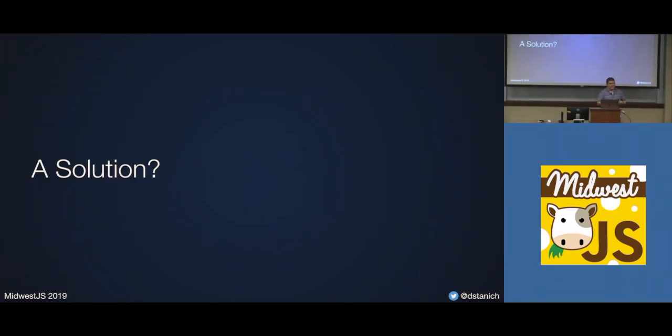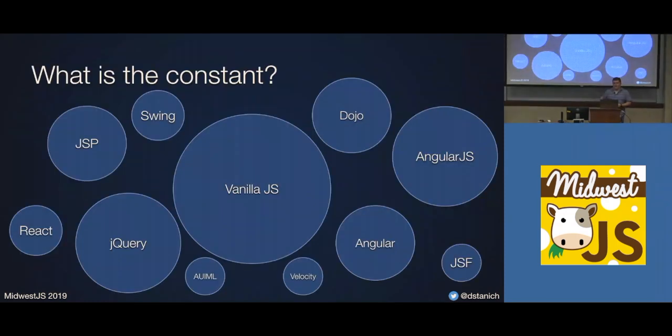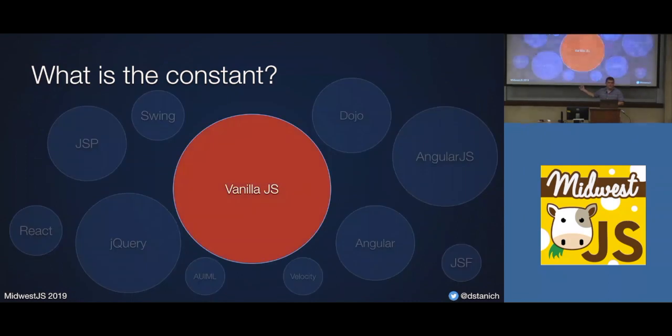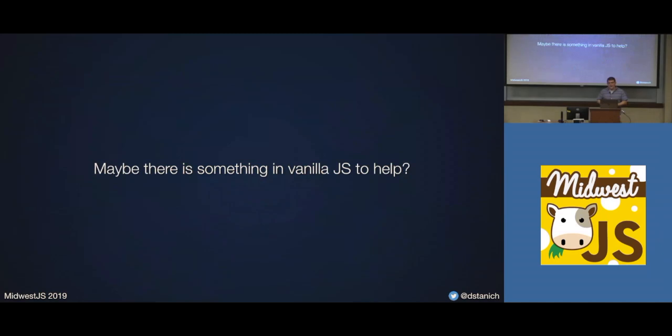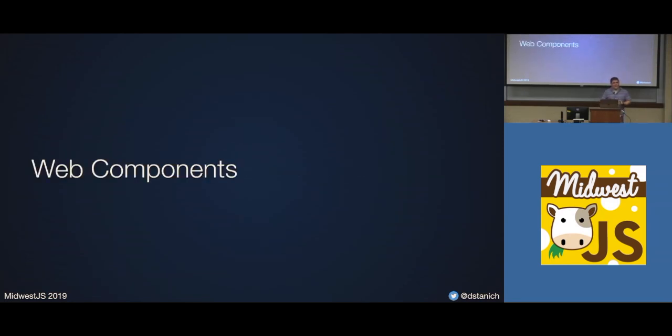And so a potential solution for this is what we're going to see here: what's the constant in this? And the constant is just regular old JavaScript. So no matter where I was doing development, I always use JavaScript in some form, just regular old browser-supported JavaScript. And so what if there was something in regular JavaScript that could help this? Something maybe in the title of the talk, and that is web components.